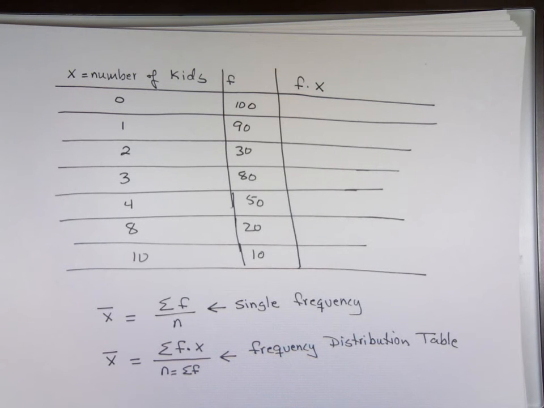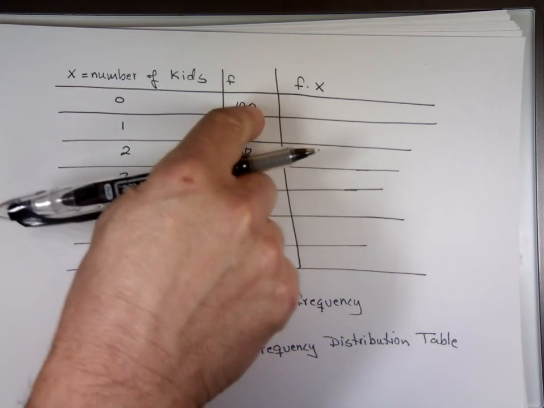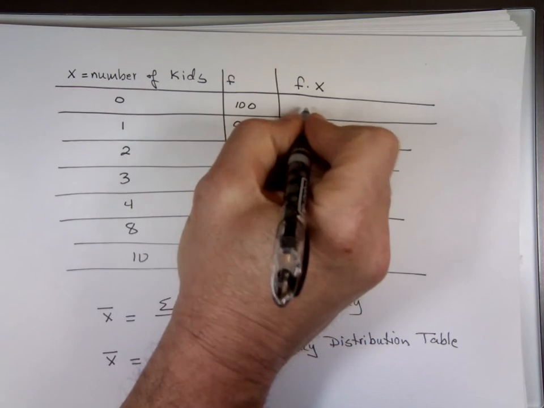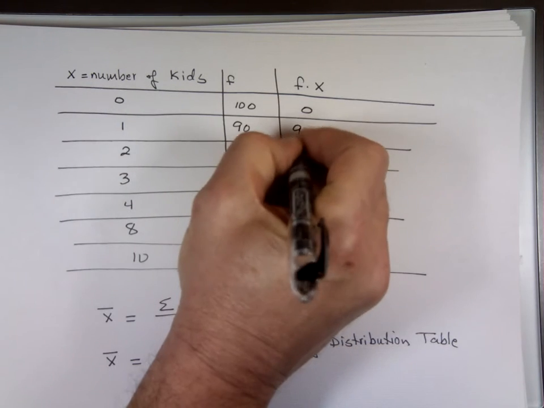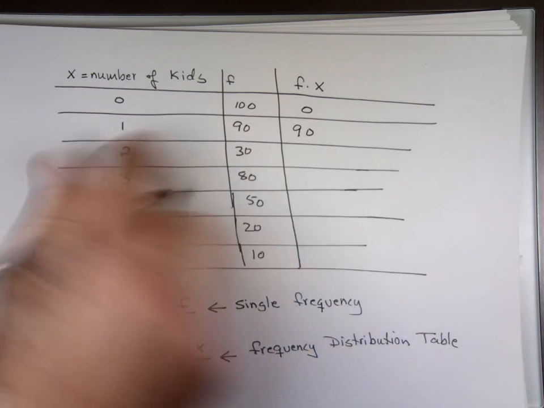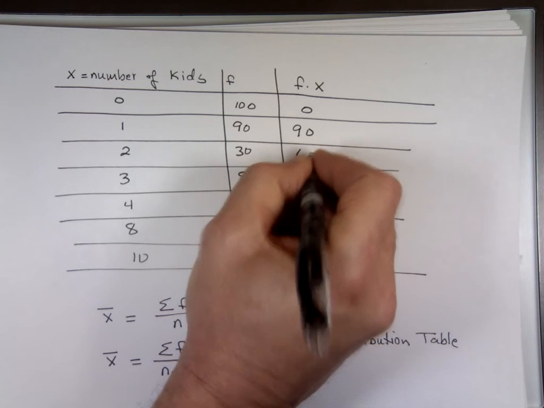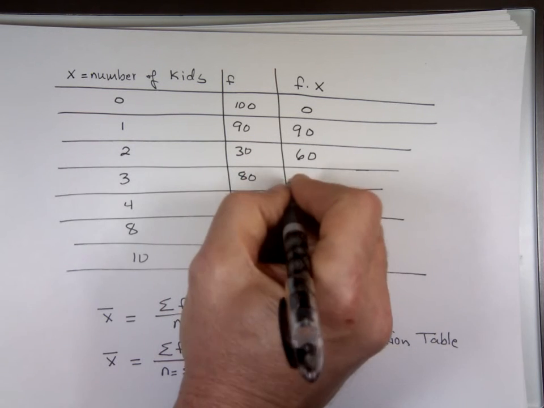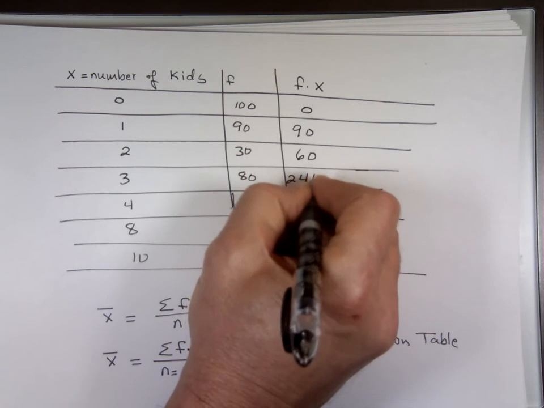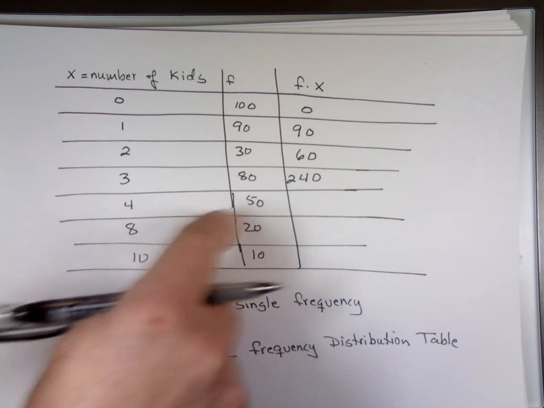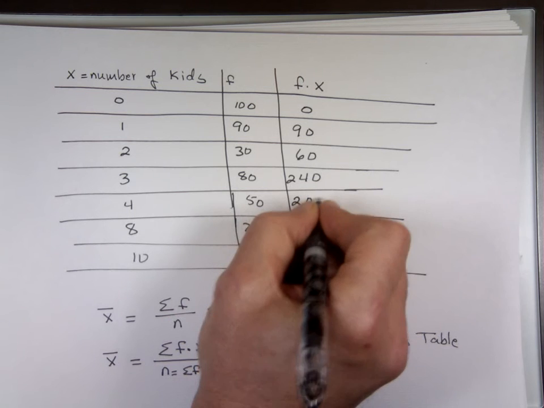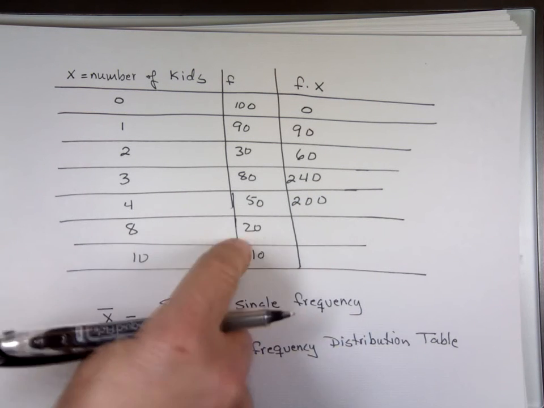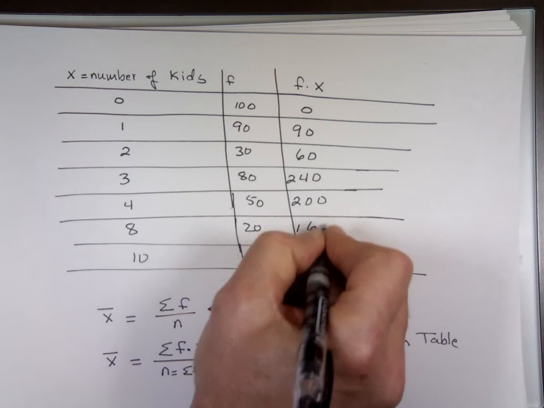What's 100 times 0? 0. What's 90 times 1? What's 30 times 2? What's 80 times 3? What's 4 times 50? 200. What's 8 times 20? 160. And 10 times 10, which is 100.